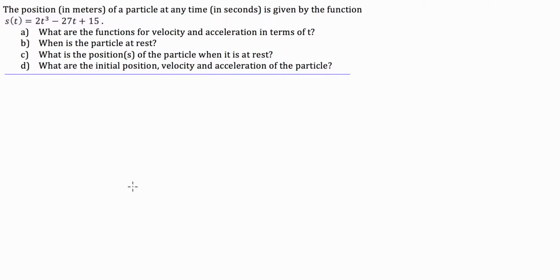Okay, so I've been given this problem. The position in meters of a particle at any time in seconds is given by the function s of t, or displacement, is equal to 2t cubed minus 27t plus 15. The first part of the question, A, what are the functions for velocity and acceleration in terms of time?